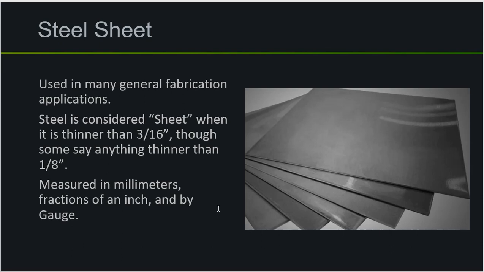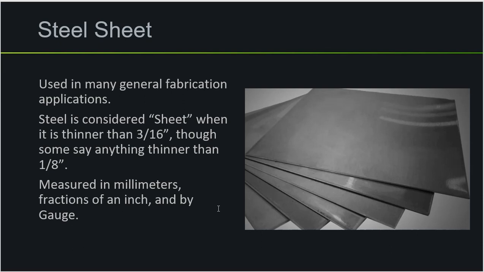Because sheet steel is thin, it can be worked very easily by hand using simple hand tools. There's just a lot of stuff you can do with sheet steel. It's basically the opposite of plate steel, where plate steel is anything thicker than 1/8 or 3/16 of an inch. Sheet steel is anything thinner than 3/16 of an inch, or some people will say 1/8. It can also be measured in millimeters.